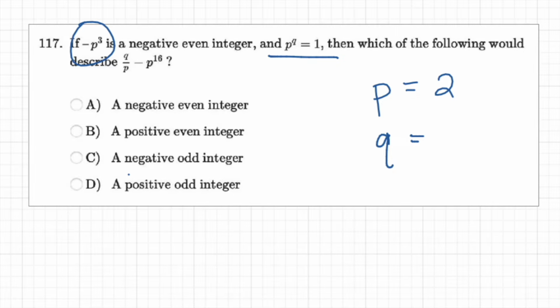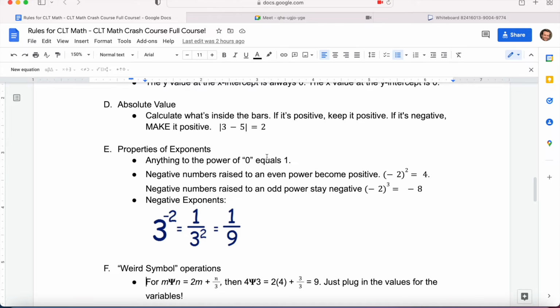Absolutely. And I think I've got this on the Basic Concept Study Guide as well. Let's go to that real quick. Properties of exponents. This is Basic Concept E. So go to that first bullet point on Basic Concept E and read that for me. This is helpful to know. Anything to the power of 0 equals 1.